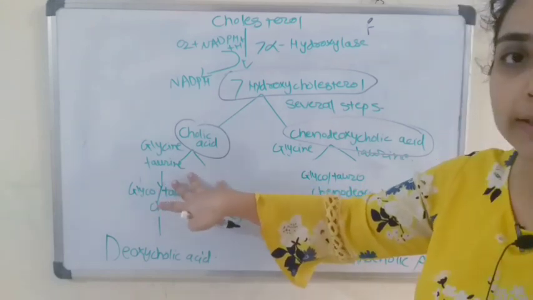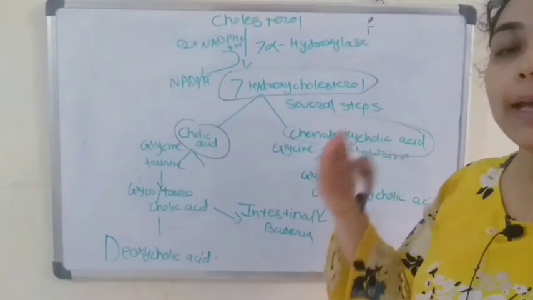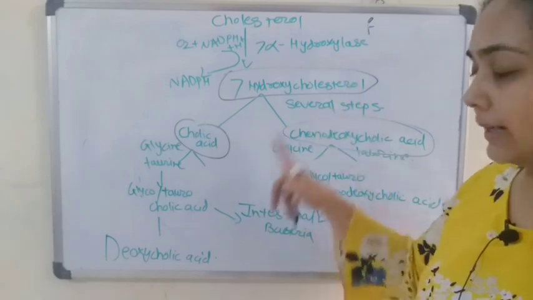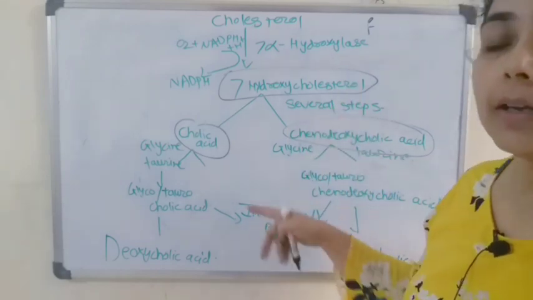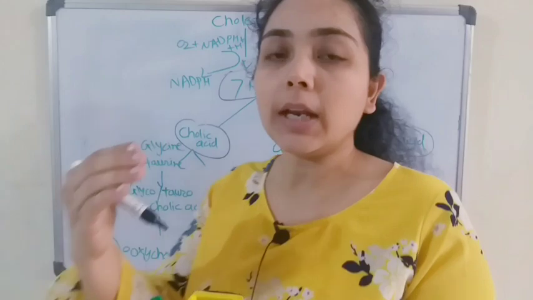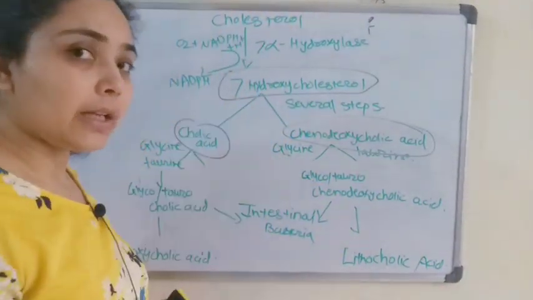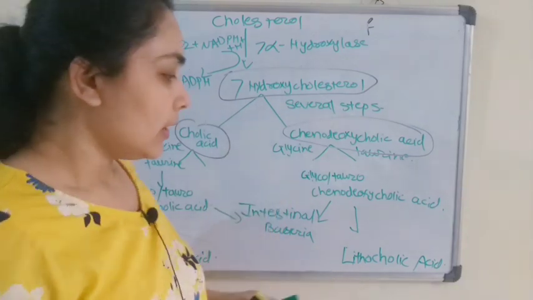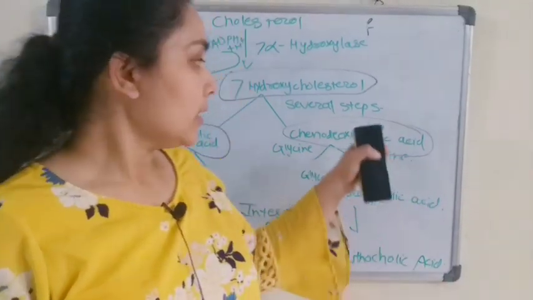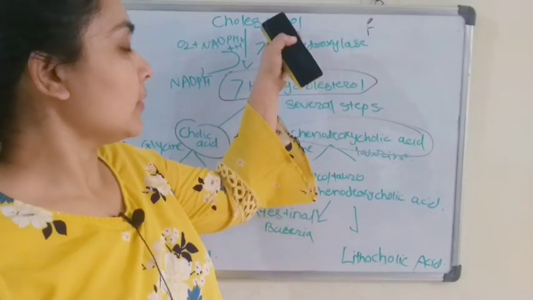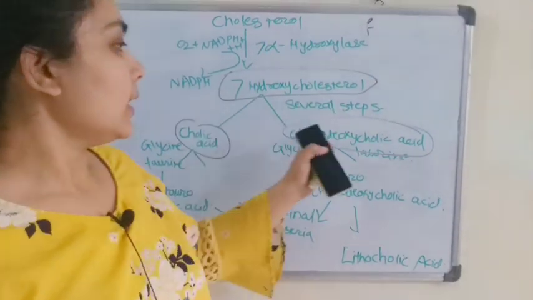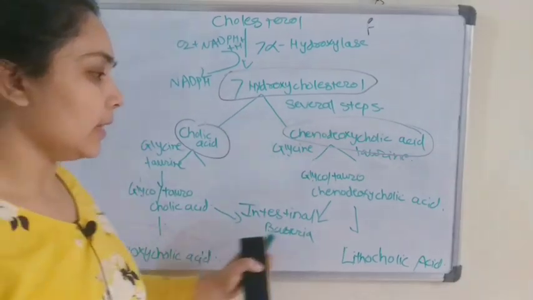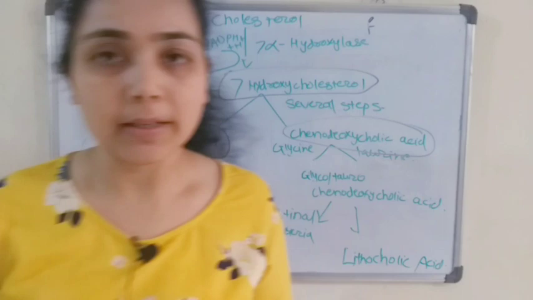This primary bile acid is then acted upon by intestinal bacteria, and after deconjugation and decarboxylation we will get the secondary bile acids. So these are deoxycholic acid or lithocholic acid. Okay, so this is the formation of the bile acid from cholesterol. Cholic acid and chenodeoxycholic acid are primary bile acids, and deoxycholic acid and lithocholic acid are the secondary bile acids. Okay.